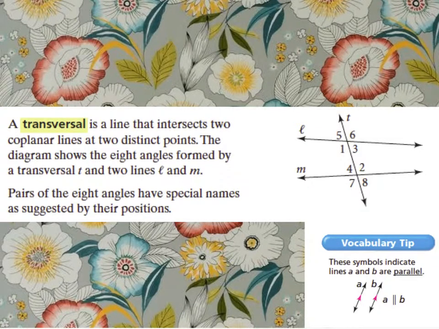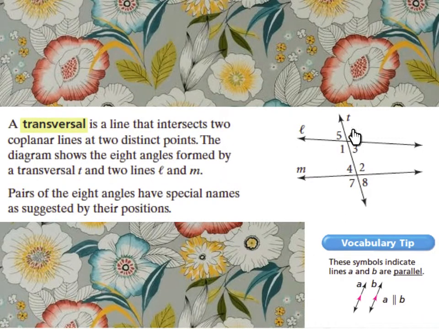You probably were a little bit confused by the video title, but you do know what parallel lines are, you just don't know what a transversal is. So let's discuss what a transversal is. A transversal is a line that intersects two coplanar lines at two distinct points. The diagram shows the 8 angles formed by a transversal T and two lines L and M. And these two lines are actually parallel to each other, and here is our transversal line.